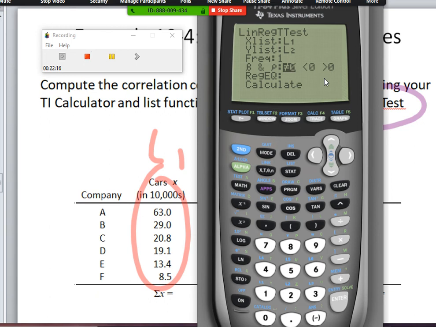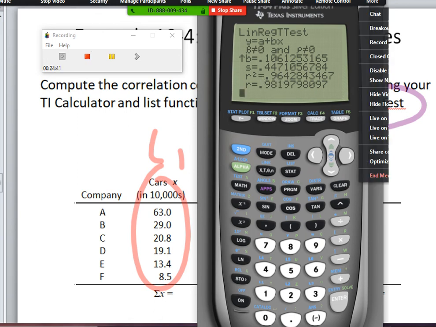You don't need the formula, period. You just need to do this. Calculate. If you have a fancy calculator, you should have this, just this. And again, you have to arrow down. There's more stuff. Here are my arrows. Arrow down, and it'll give you more stuff. There's my R right there.